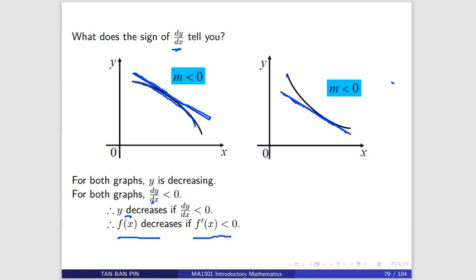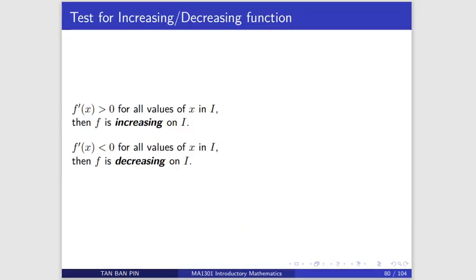To summarize, if f'(x) is positive, then you will get an increasing function. If f'(x) is positive for all x in the interval I, then the function f is increasing on the interval I. And if f'(x) is negative for all values on the interval I, then the function f is decreasing on the interval I.